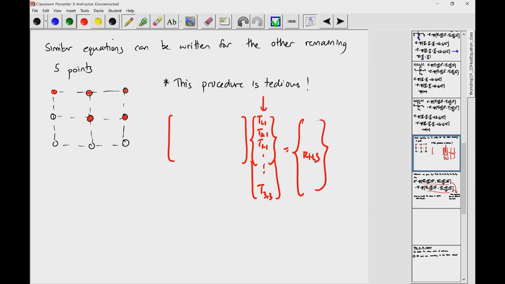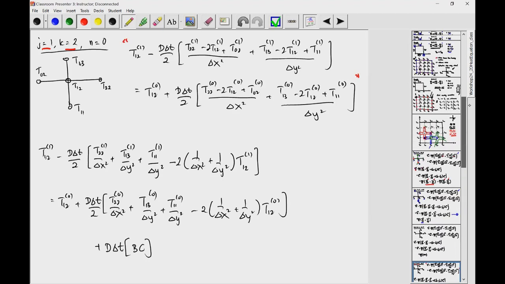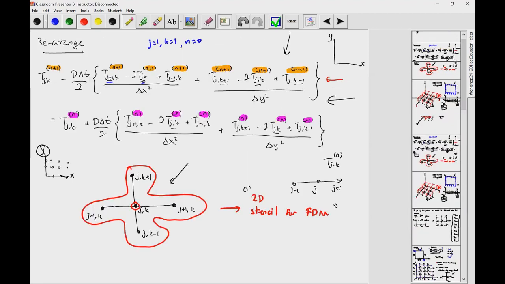Doing this is tedious because you have to apply the stencil every time. When I say tedious, it means writing out every single equation like this. There's actually a much easier way if you recognize what is going on with the Crank-Nicolson scheme. If you look at the Crank-Nicolson scheme, where is the scheme?